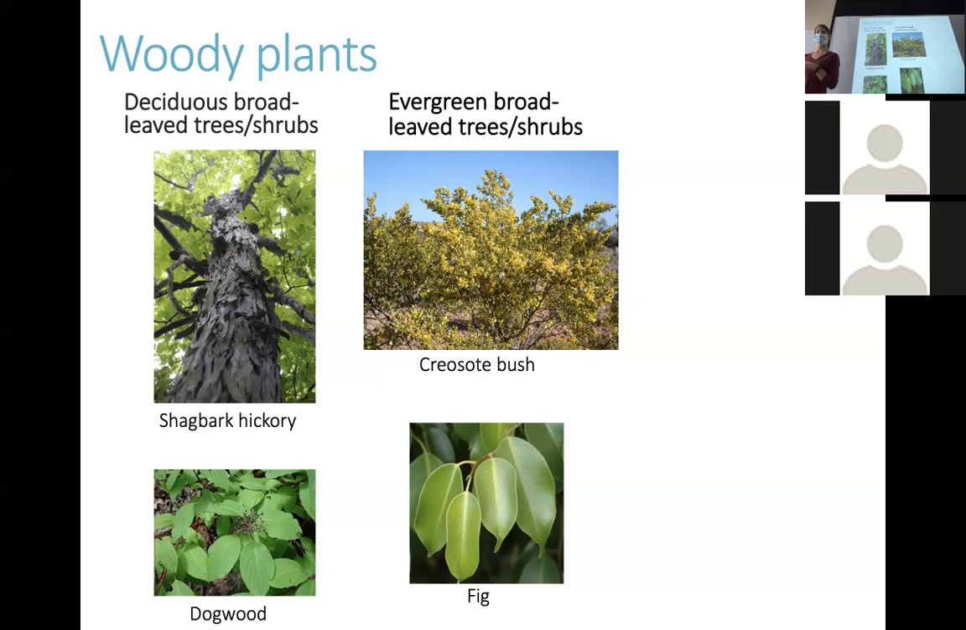Southern magnolia trees, if you've seen them, are evergreen, broad-leaved trees. So there's magnolia trees out here. They still have their leaves on, and they're big leaves. They stay on year-round. Creosote bush, that's out west. You may not be familiar with it. Fig trees, if you have a fig tree in your yard, those are evergreen, broad-leaved.